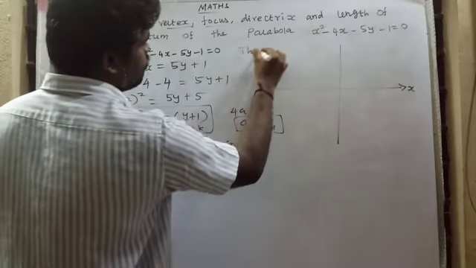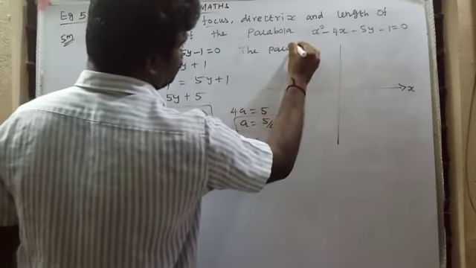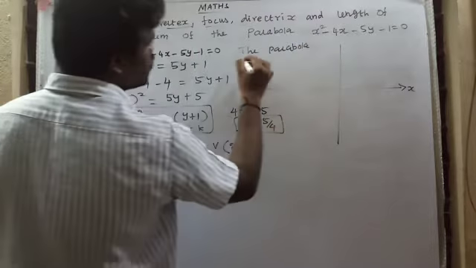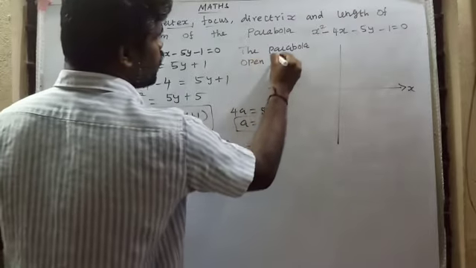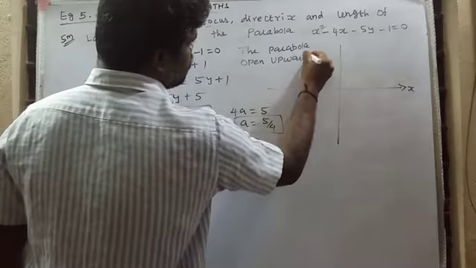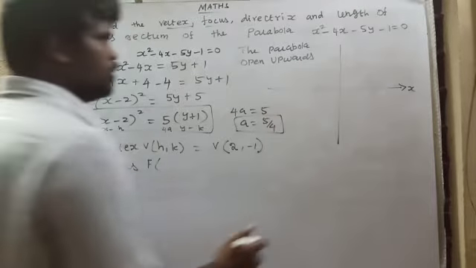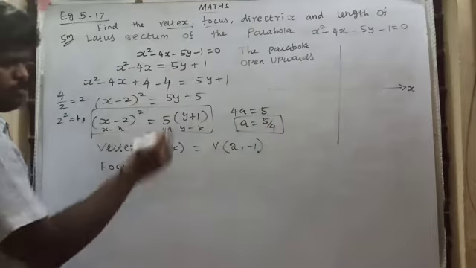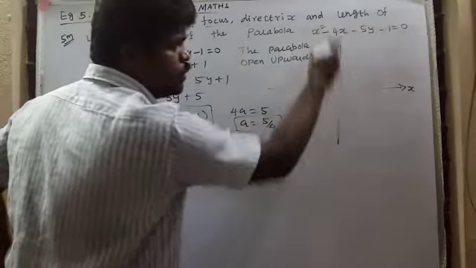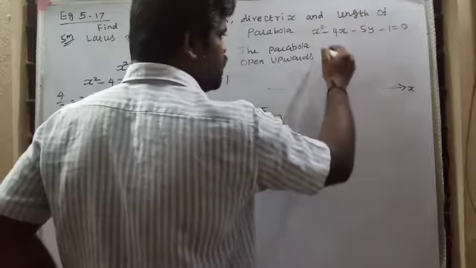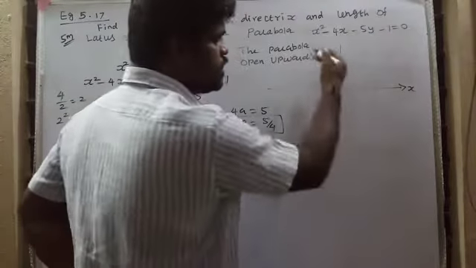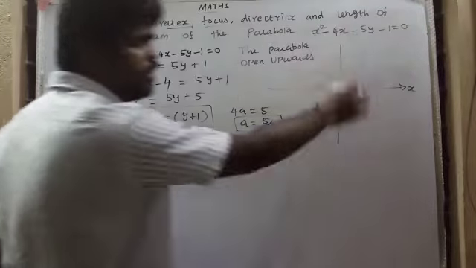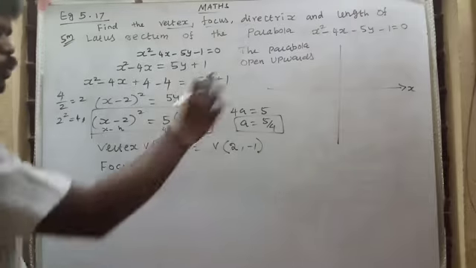The parabola opens upwards, right? And we want to draw it upward. Upward means it is parallel to the y-axis. The diagram must be on this side and downward. This is upward and this is downward. It will be parallel to the y-axis only.